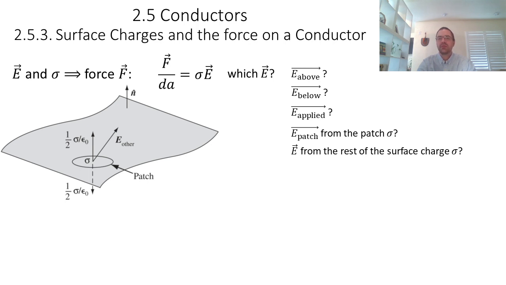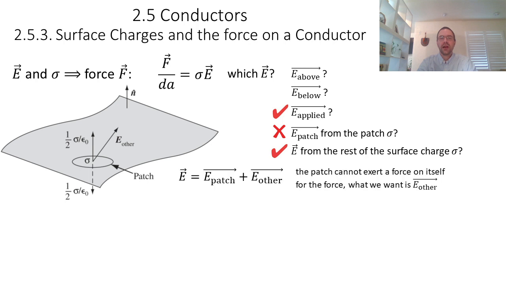Which electric field should we take? Do we take the field above the patch? The field below the patch? Do we take the applied field? Do we take the field that is created from the surface? If we calculate the force on a small patch of a charged surface, do we consider the field created from the patch itself or the field from the rest of the surface? Now, the patch cannot exert a force on itself. Remember, a force is an interaction between one thing and another, so we will not consider the field from the patch itself. On the other hand, the field that is applied and the field from the rest of the surface charge should be considered.